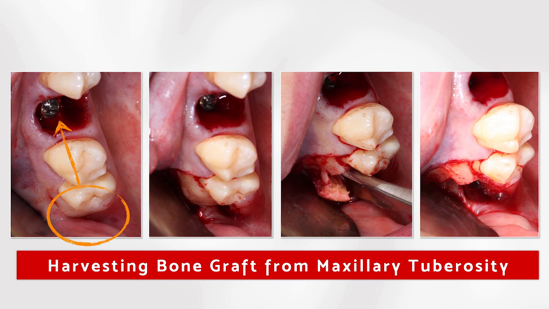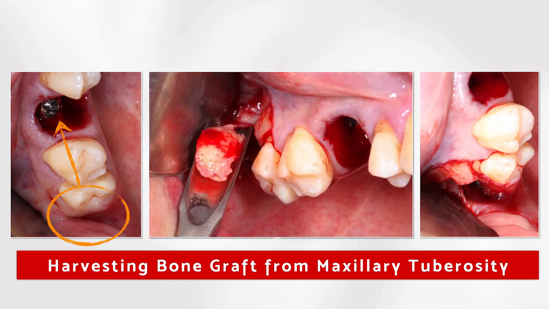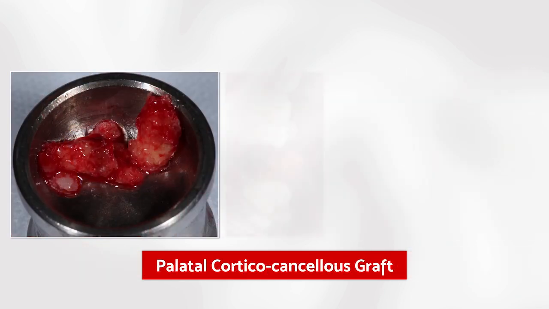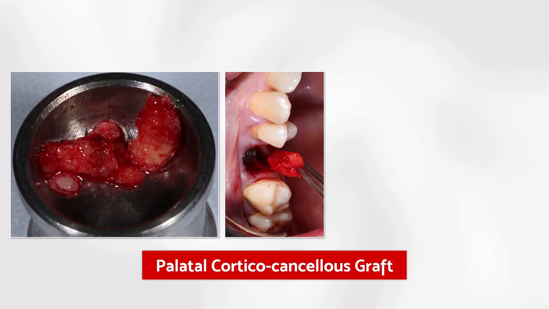The graft was taken using curved chisels. Two pieces of corticocancellous graft were harvested to restore the buccal and the palatal walls, plus some small pieces of bone. All bone that was harvested was stored in a container, and we start bone reconstruction.